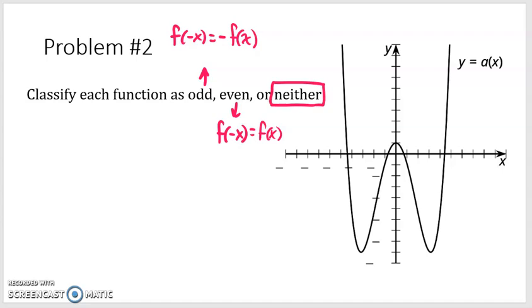For this one, if we think about it, how does it fold over? We're actually going to want to select that this graph is even. If we look at the y-axis as the line of demarcation, or the line of symmetry, and we fold it along the y-axis, then these graphs would match up or mirror each other. So for this problem, it is even. Okay, let's go to our last one.